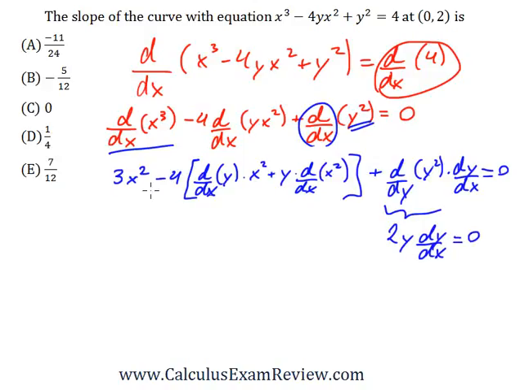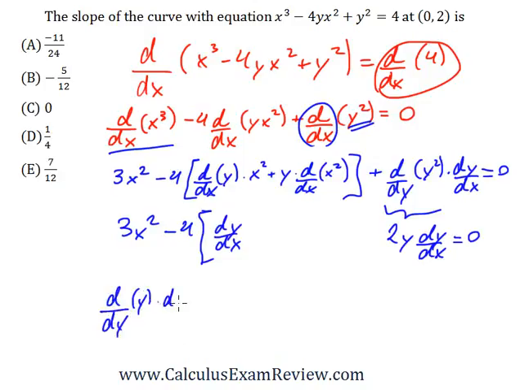And now I'm just going to keep on going over here. Bring down the 3x squared. I can't do anything with that right now. Now, minus 4 times d/dx of y is just simply dy/dx. And why is that again? Because that's the same thing as d/dy of y times dy/dx. And the derivative of y with respect to y is just 1. Right? So 1 times dy/dx is just dy/dx.